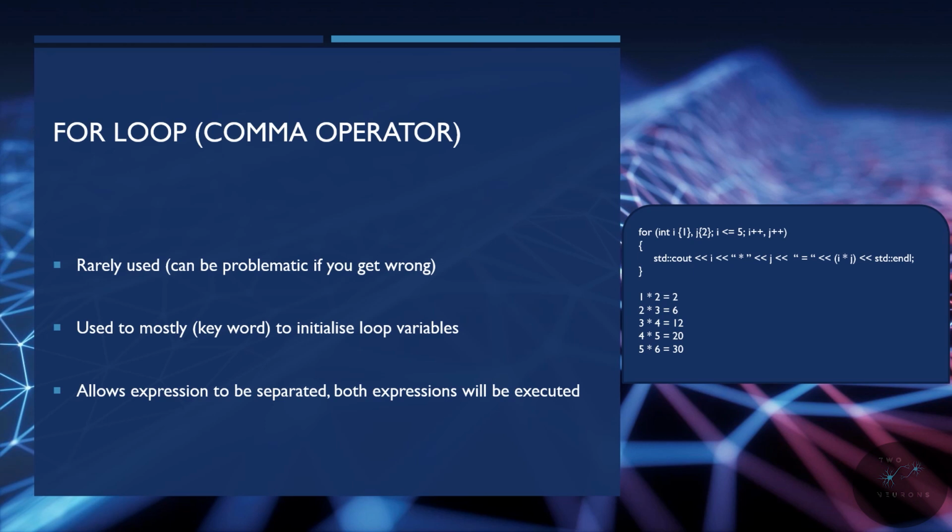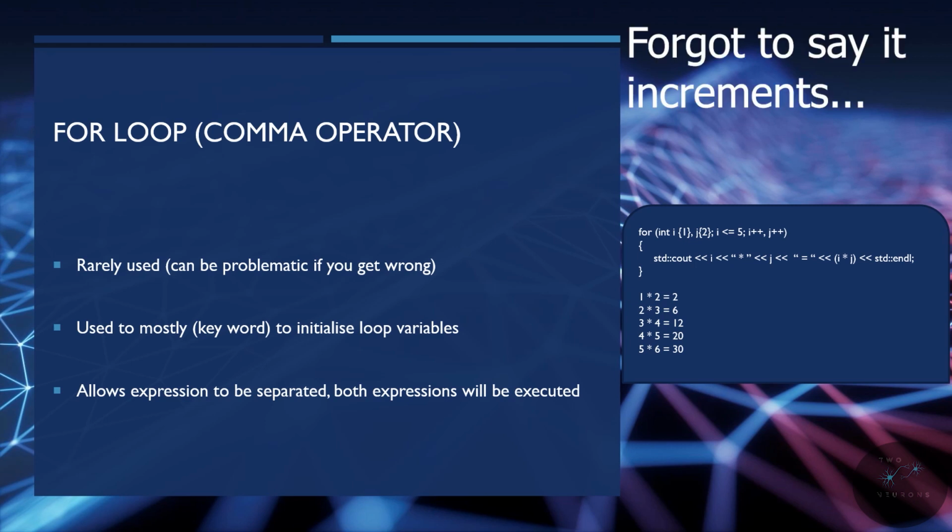If it is, we execute the code where we print i times j is equal to the product of the two. So we'll print out 1 times 2 is equal to 2. And then we'll increment, in our example, i and j. So i becomes 2, j becomes 3. It then prints 2 times 3 is equal to 6. It checks, is 2 less than or equal to 5? It is, so it keeps going.